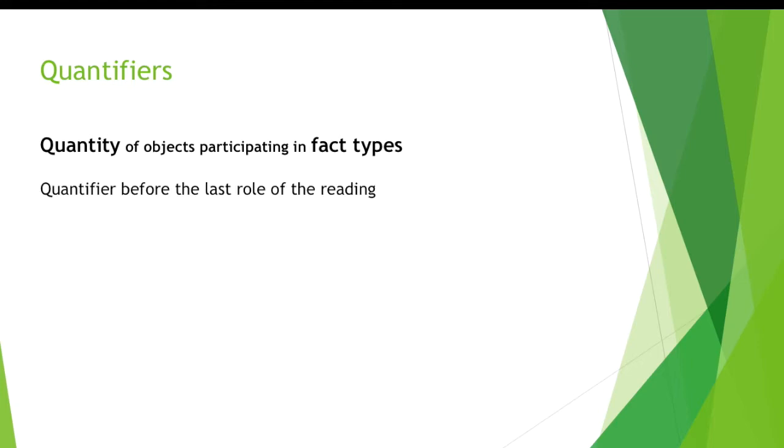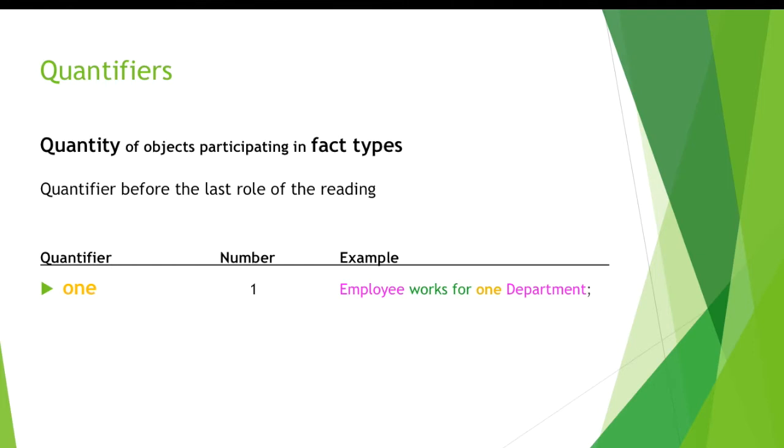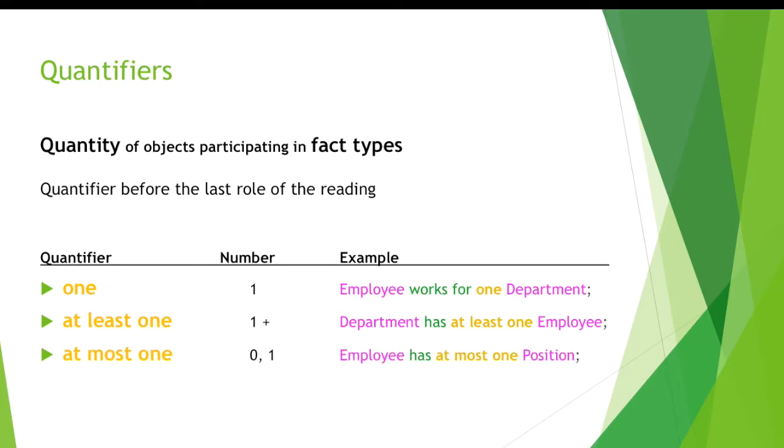Similar to ERD, we can identify quantifiers, which define the number of objects participating in a fact type. In fact types, the quantifier is always written before the last role of the reading, which we'll see in a second. So the quantifiers are 1, which means exactly 1, and an example is employee works for one department. That's the equivalent of 1 mandatory in ERD. At least 1, which means 1 or more, and an example is department has at least 1 employee, which means many mandatory in ERD. At most 1, so say 0 or 1, an employee has at most 1 position. The equivalent in ERD would be 1 optional.